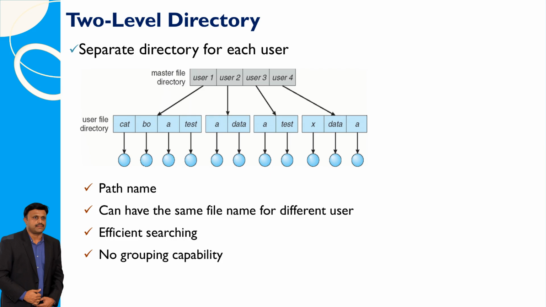The two-level directory system organizes files with a separate directory assigned to each user, facilitating efficient searching through the use of path names. This structure allows multiple users to have files with the same name without conflict. However, it lacks grouping capabilities, which might limit organizational options within the system.